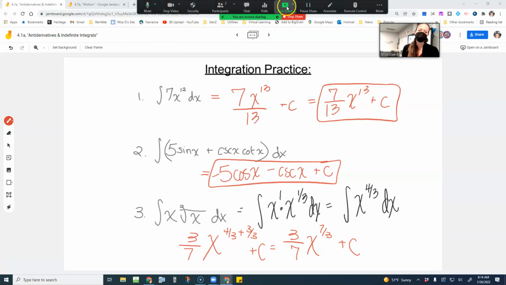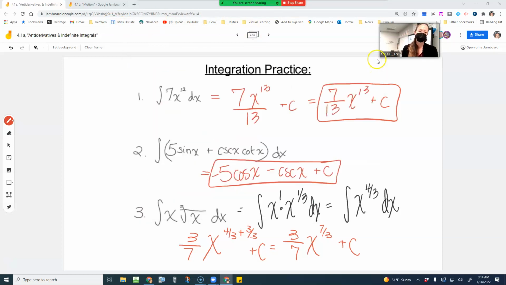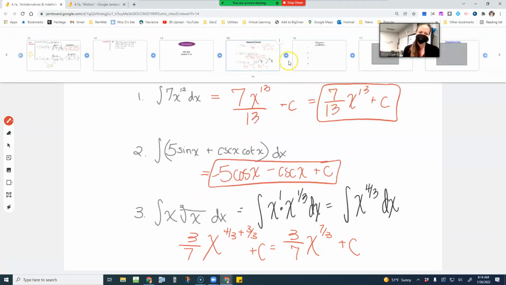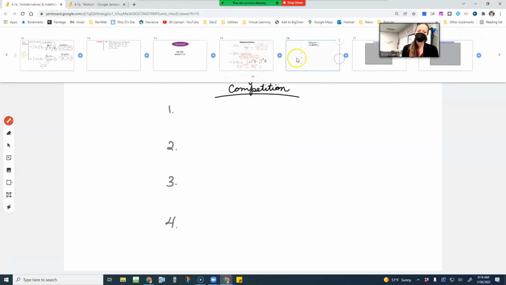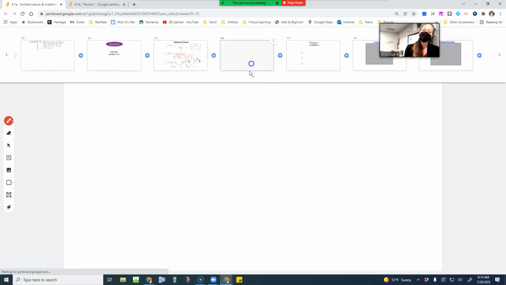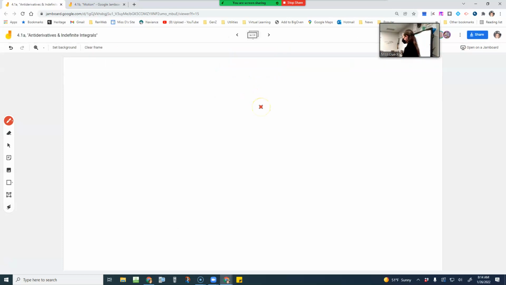We are doing all of this to get you guys ready to go into, wait a minute. Hold on, I have extra slides before our integration competition coming after our WebAssign. Hold on. Something funny showed up in homework.